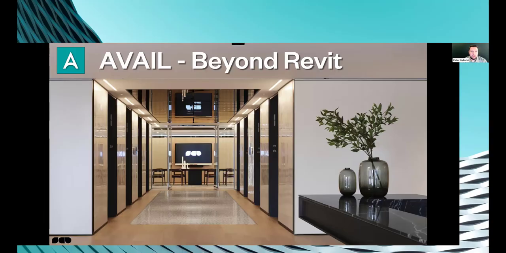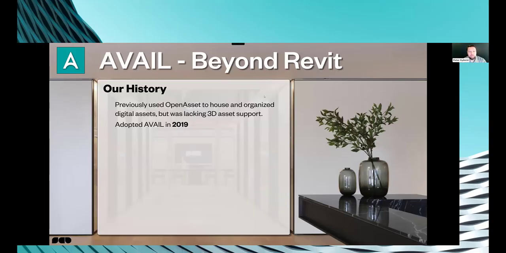We've come across AVAIL in our history, and how we approach this is that previously we were using Open Asset, I would say early 2010s or so, for our marketing department. And we really were looking for 3D visualization as well as 3D asset support for something that would work with Open Asset. Ideally, we were hoping to get Revit families and details into Open Asset. And that didn't seem to be on their roadmap. So we were starting to look for other options at the time.